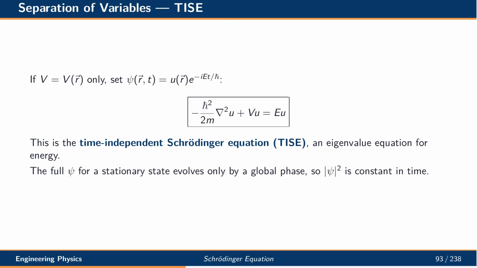When the potential depends only on position, we can separate the time and space dependence in psi. This yields the time-independent Schrödinger equation, an eigenvalue equation for energy. The energy eigenvalues label the allowed stationary states of the system. In a stationary state, the wave function picks up only a global phase factor with time, so the probability density remains constant. This separation is the starting point for solving most bound state problems.